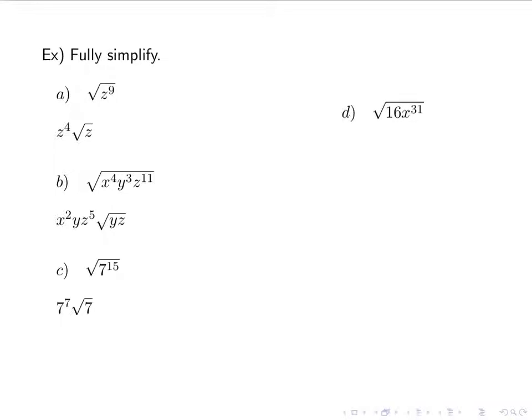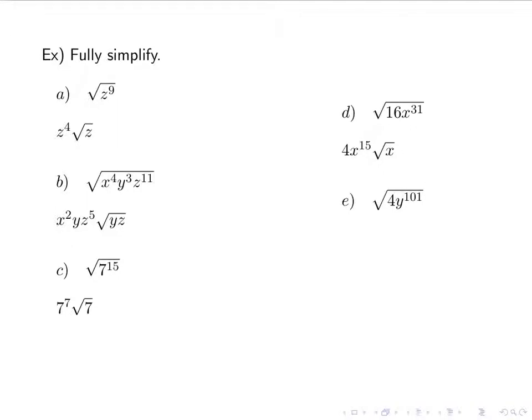So my next one, I have the square root of 16x to the 31. Root 16, I can simplify because that's 4. And then x to the 31. 31 is 30 plus 1. Take my 30 out by dividing by 2. And I'm left with 4x to the 15th square root of x.